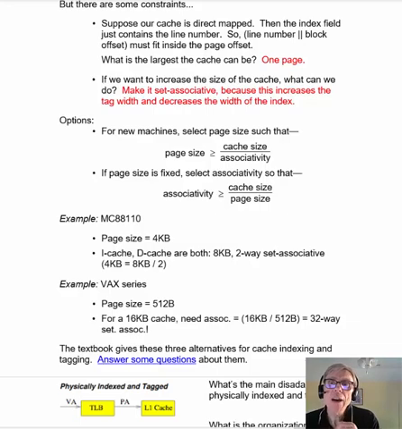So how can we use this information to allow cache access in parallel with address translation? Well, for new machines, we can select page size so that the page size is greater than the cache size divided by the associativity. But if the page size is fixed, we need to select associativity so that the associativity is greater than the cache size divided by the page size. Now that can be a pretty severe constraint.